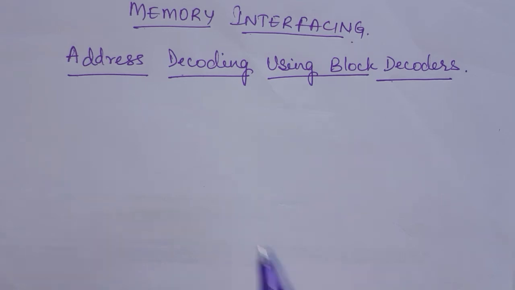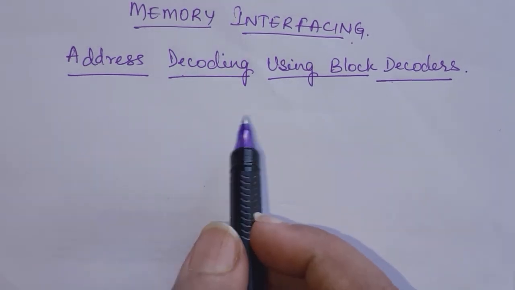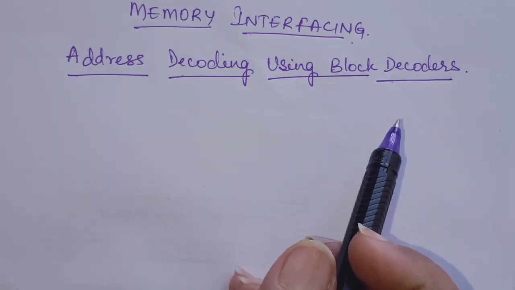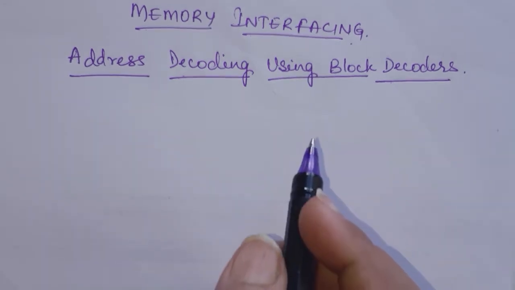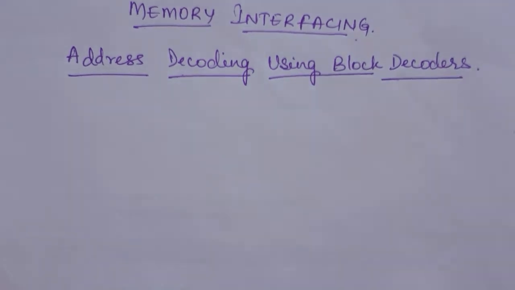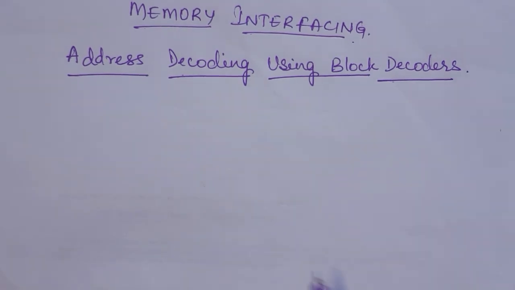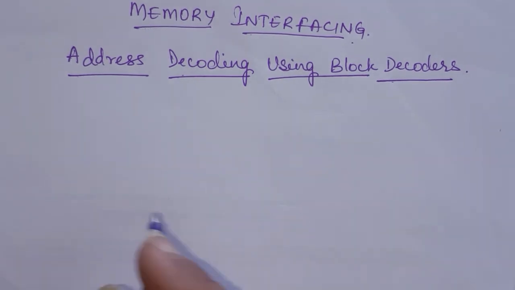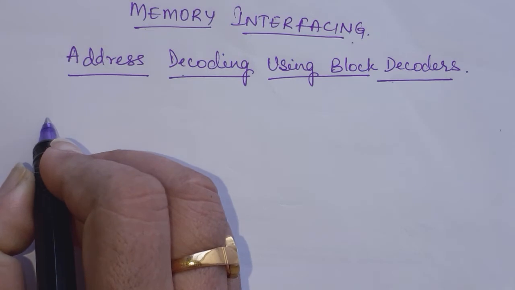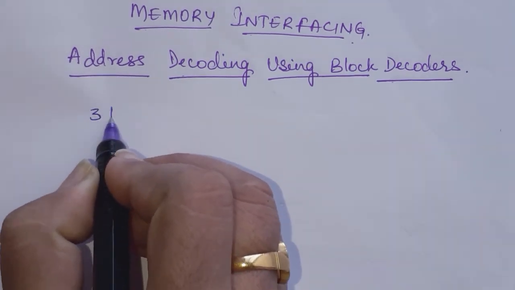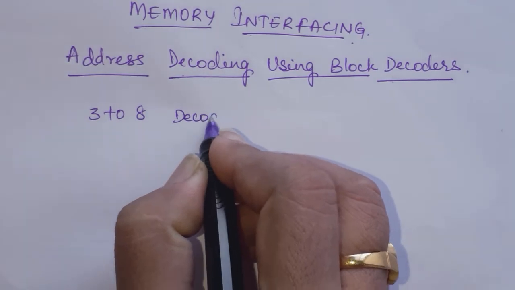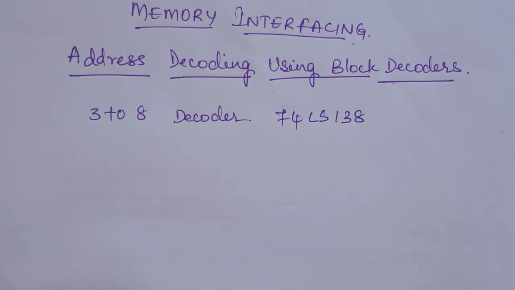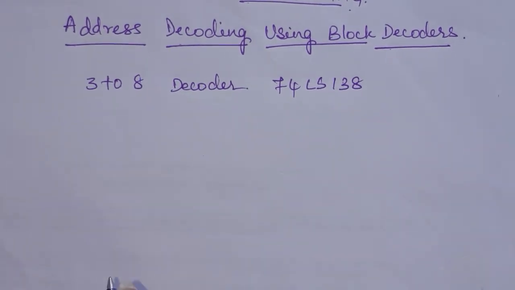Hello students. So let's discuss address decoding using block decoders. In the previous video I have shown you how the address can be decoded using a simple NAND decoder. Now if a number of memory chips are there, then block decoders are used to select these memory chips. The block decoder which is generally used is a 3 to 8 decoder, 74LS138. You must have studied this in the digital subject.